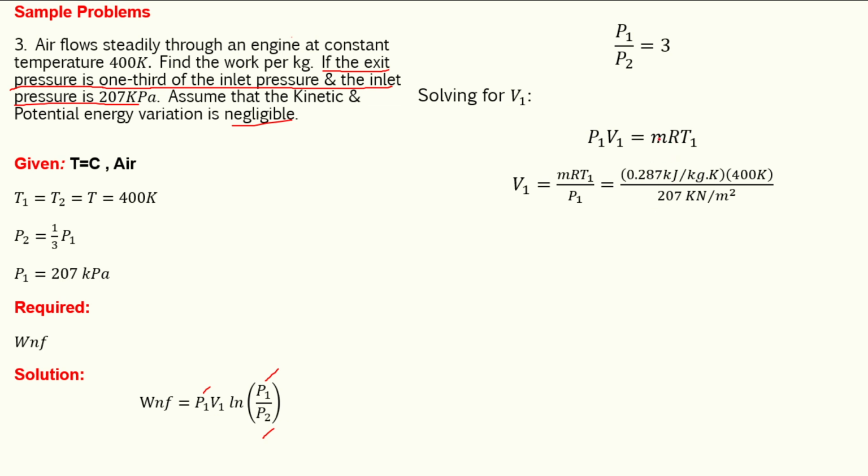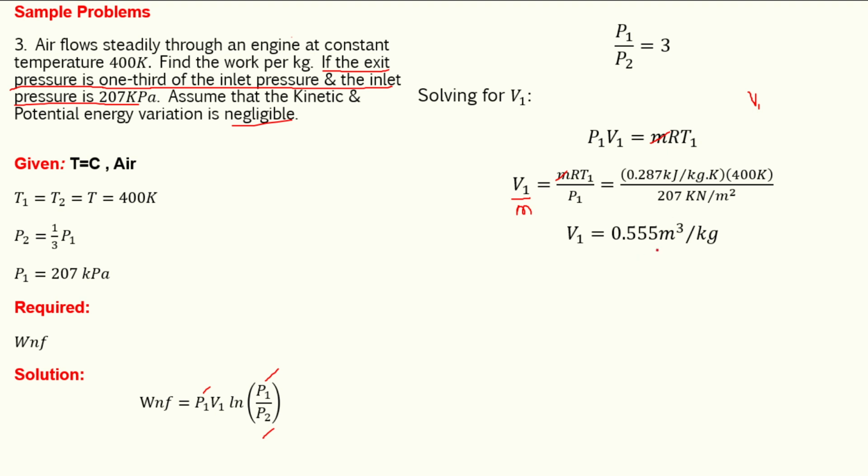Where yung m, wala, no? So, nineglect natin yung mass. Okay? So, per unit mass to. So, yung R ng air natin is 0.287 kilojoules per kilogram Kelvin. Yung T1 natin ay 400 Kelvin. Then, P1 natin ay 207 kilopascal. So, since nineglect natin yung mass, pwede mo siyang i-write as V1 over m or small v1 lang, no? So, per unit mass siya. Therefore, v1 natin ay 0.555 cubic meter per kilogram.